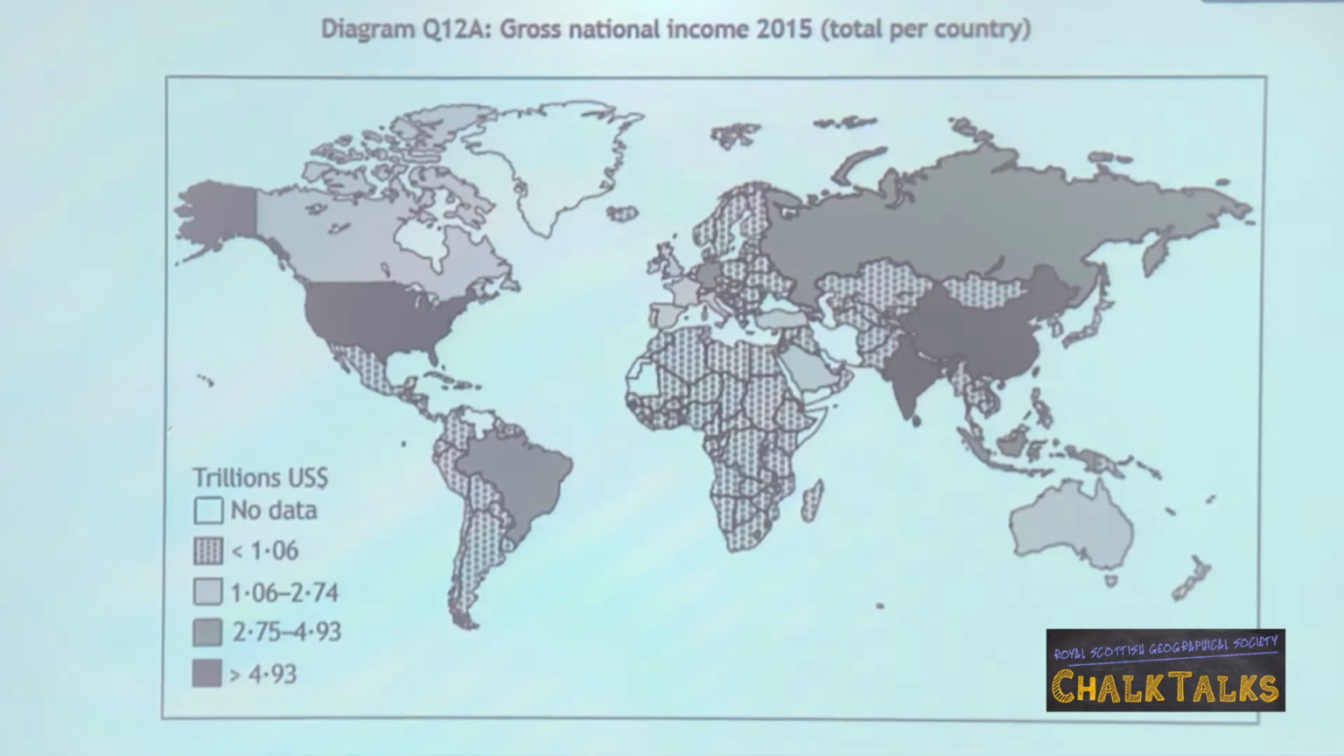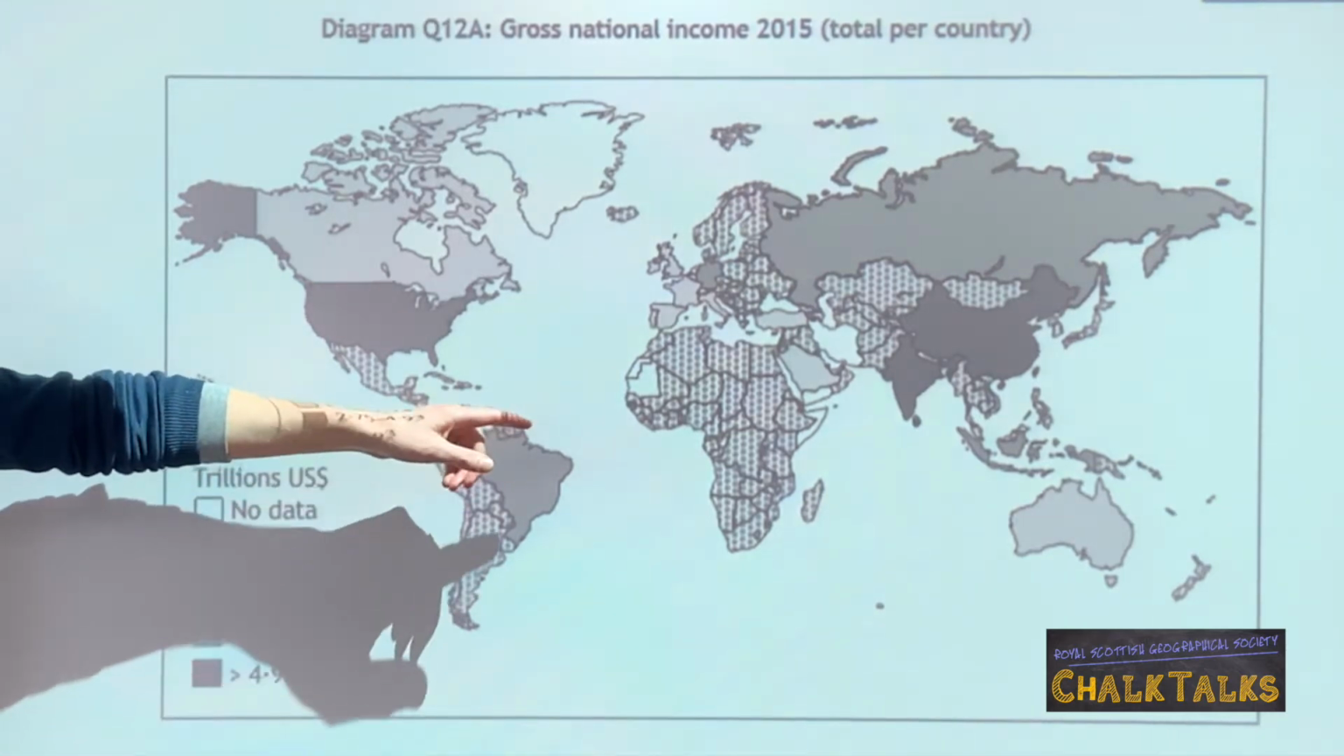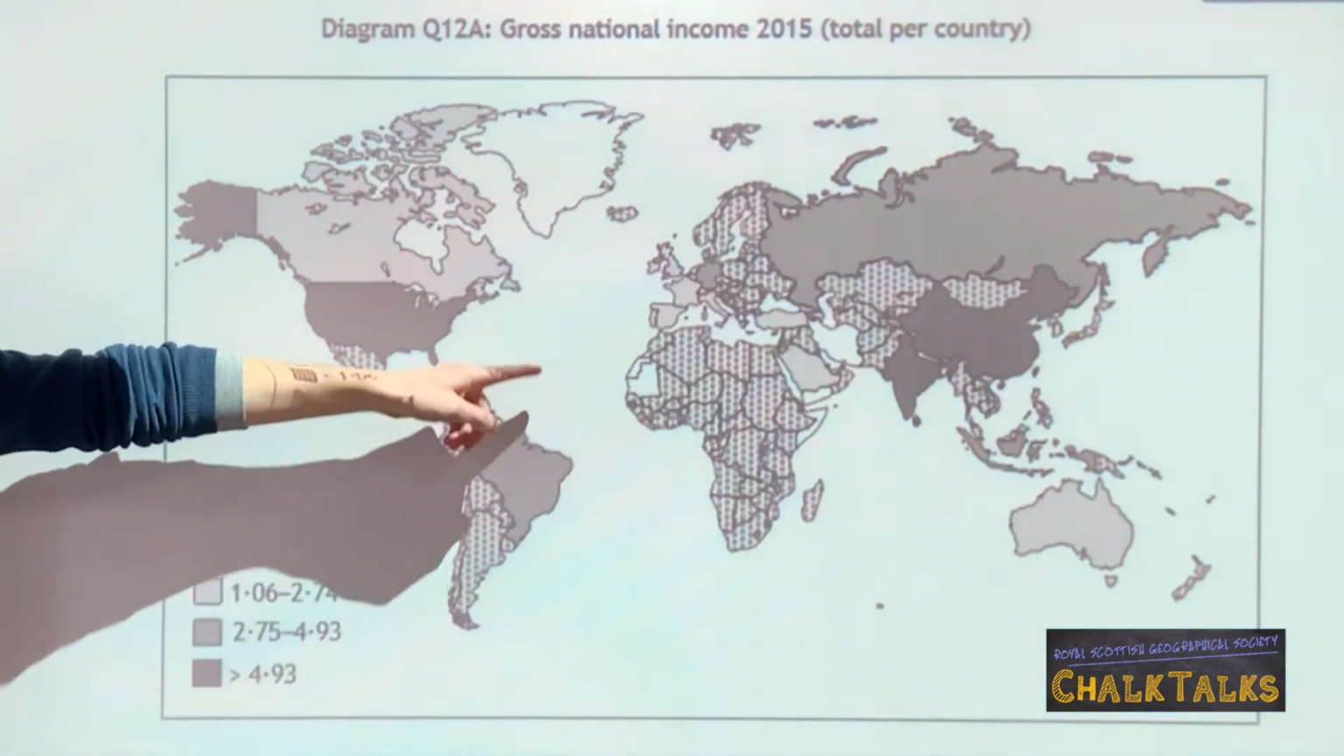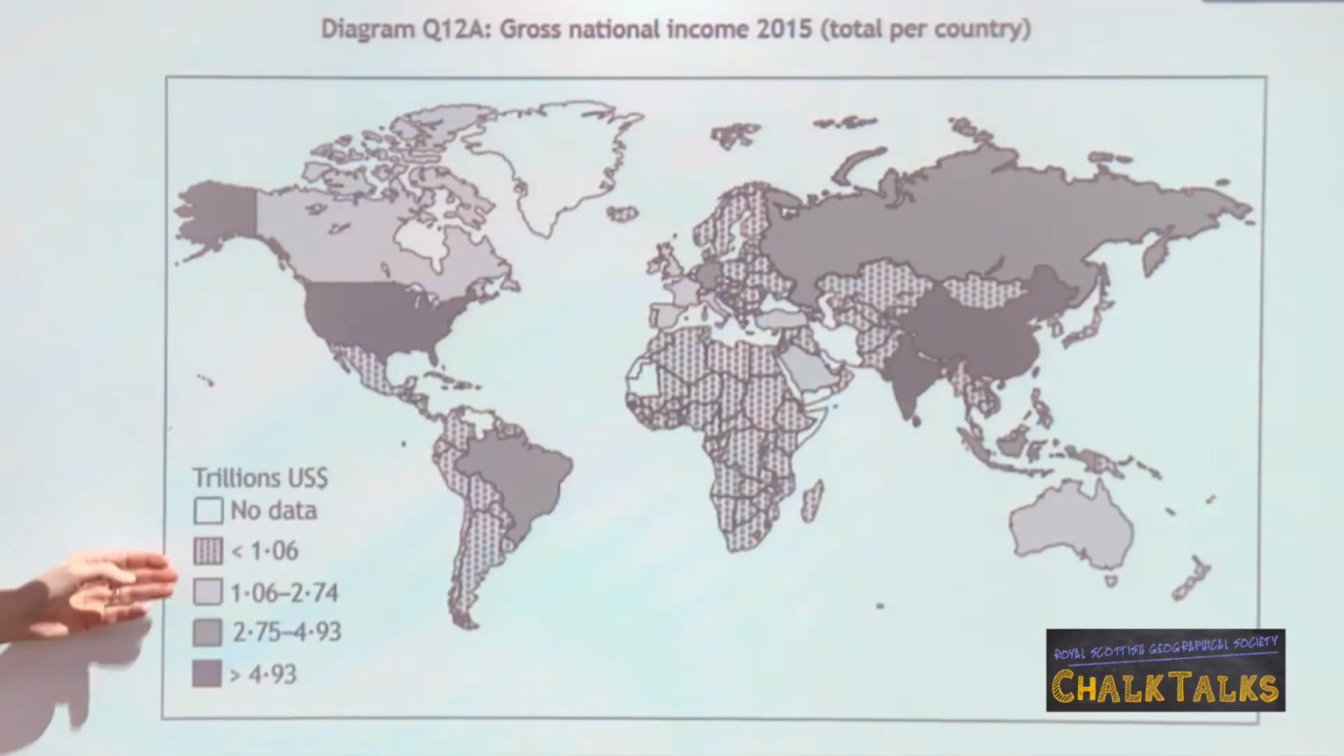Another good example of answering this question is to identify an area that's very low, and we can see in Africa's case that the majority of countries are under 1.06. You notice I didn't say all of Africa, because that would not be true. So I've stepped back and just said the majority.